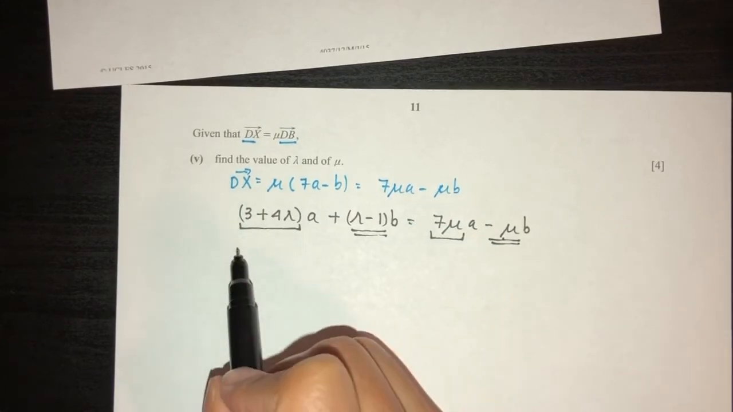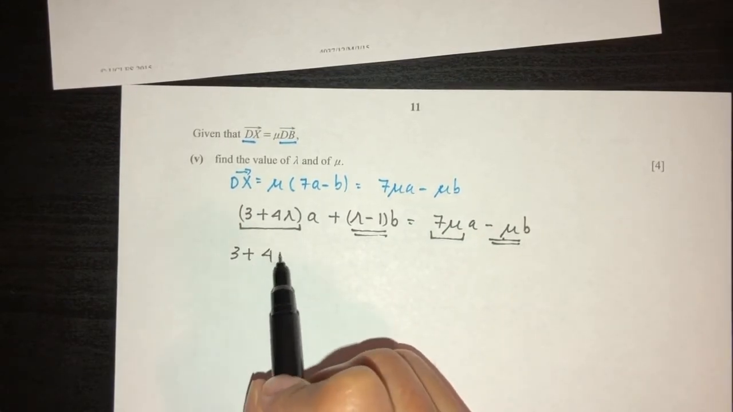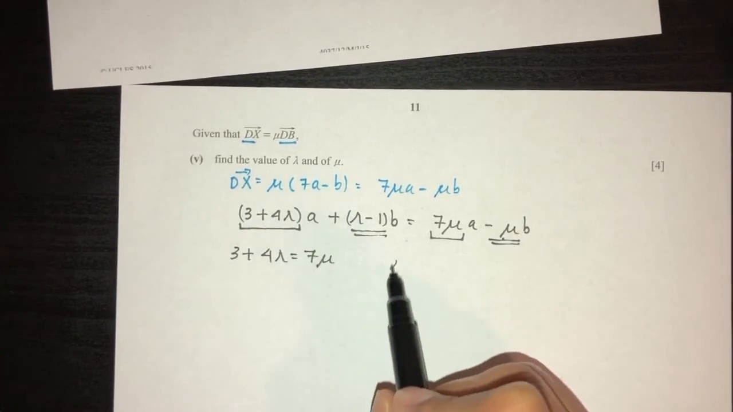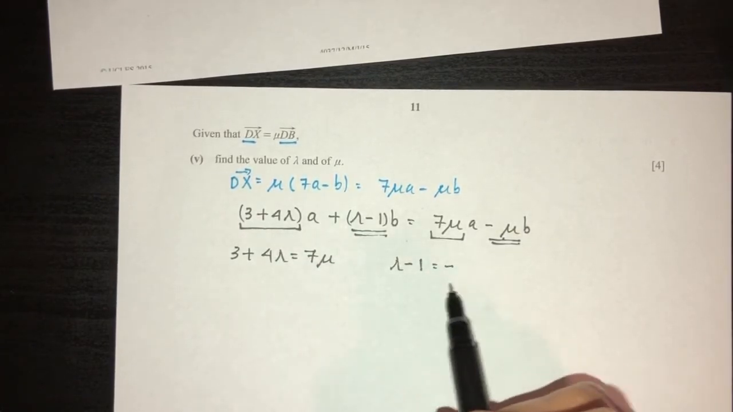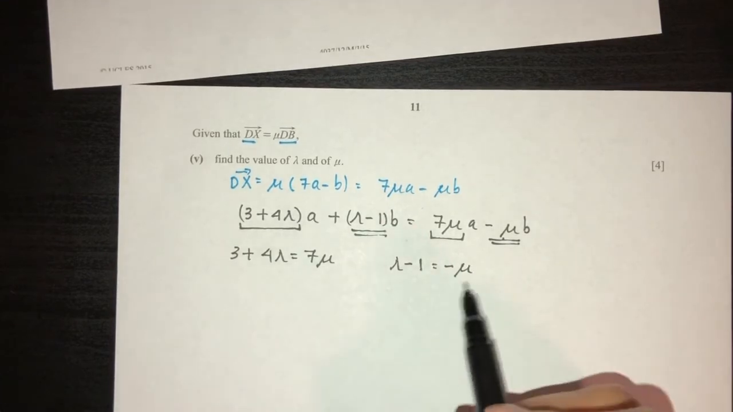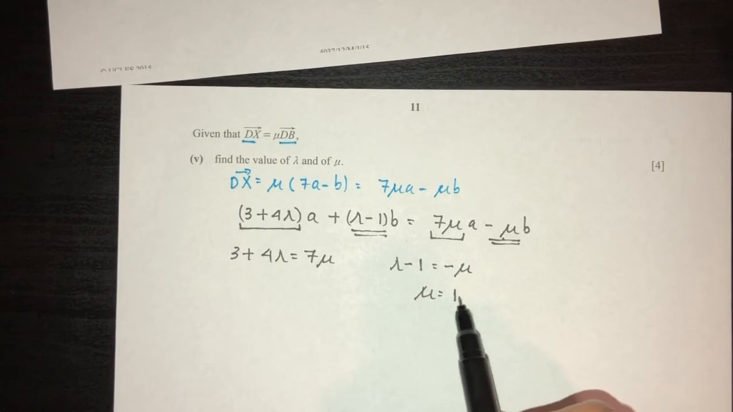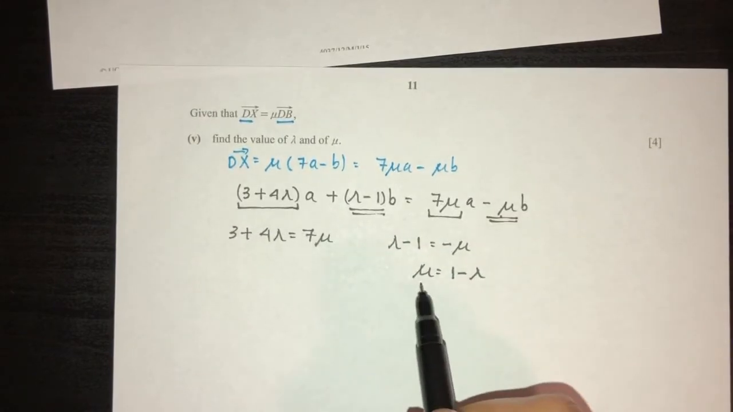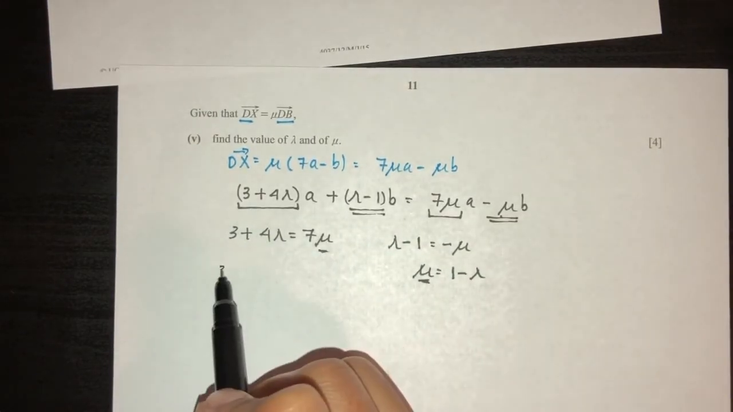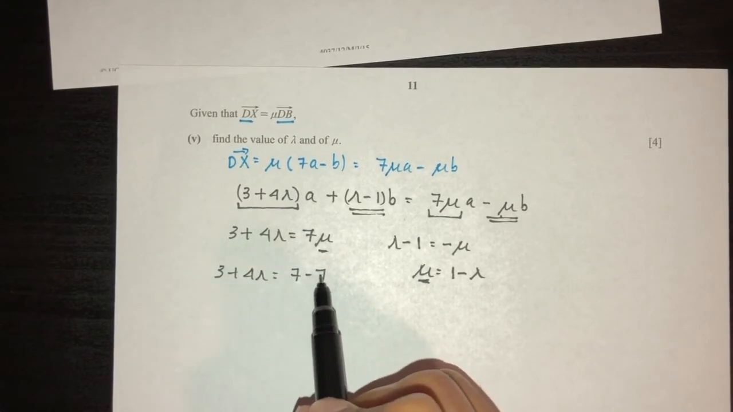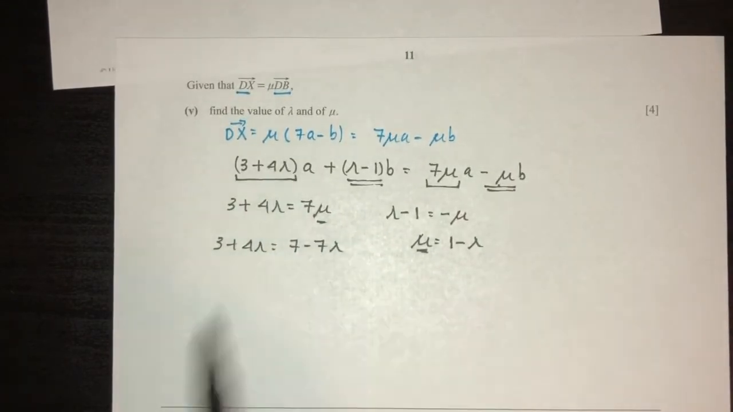So let's compare. We have 3 plus 4 lambda is equal to 7 mu, and then we have lambda minus 1 is equal to minus mu. Make this the subject of formula. So mu is equal to 1 minus lambda. Now replace this back in here. You will have 3 plus 4 lambda equal to 7 minus 7 lambda. This is mu actually, sorry.